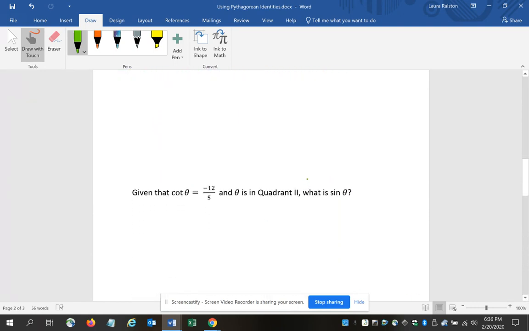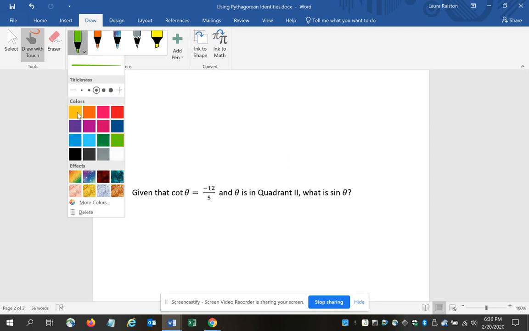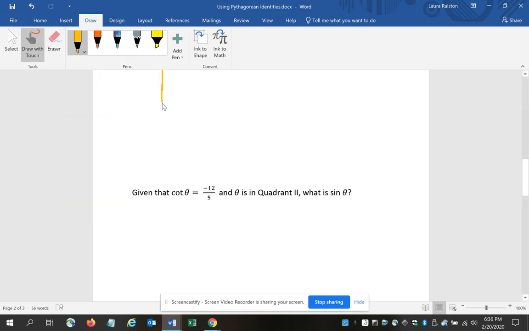All right, let's look at another one. This one says, given that cotangent of theta is negative 12 over 5 and theta is in quadrant 2, what is sine theta? Okay, so here again, looking at this problem, I'm going to think about it in terms of my coordinate plane first. You don't necessarily have to do that first. It's just what kind of pops into my head first. So I'm going to think about it visually on my coordinate grid system.